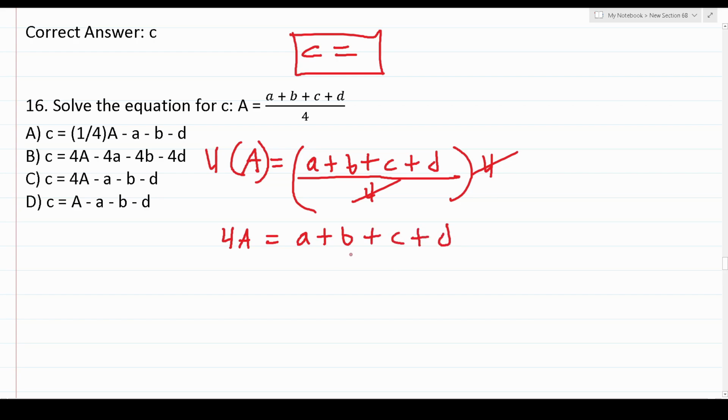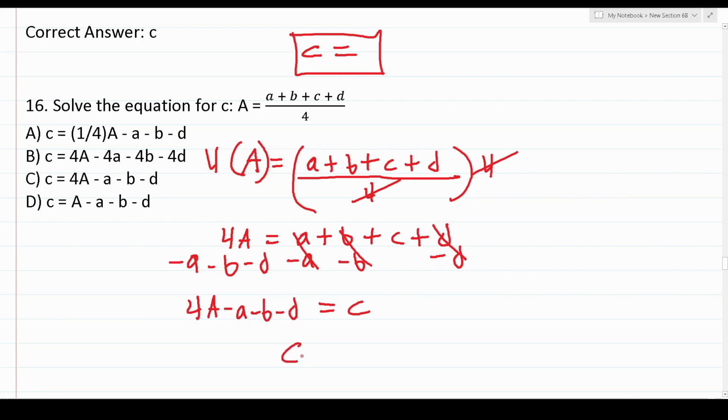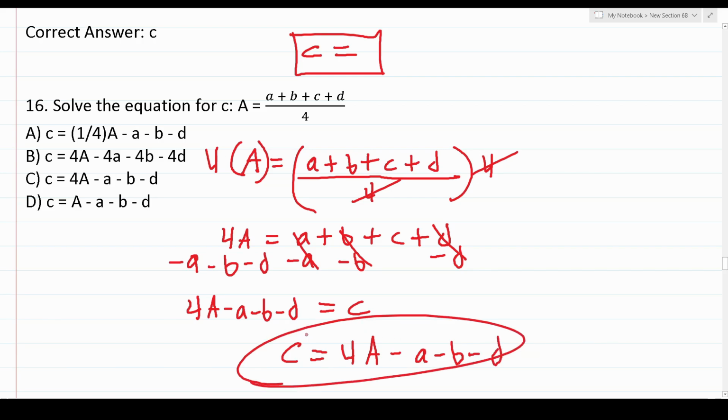And now it should be obvious that to get c by itself, we'll just move a, b, and d to the other side via subtraction. So this will cross out here, here, and here, leaving us with just c on this side. And we can see this becomes 4A minus b minus d. So c in this case is 4A minus b minus d, which is answer choice C in this case.